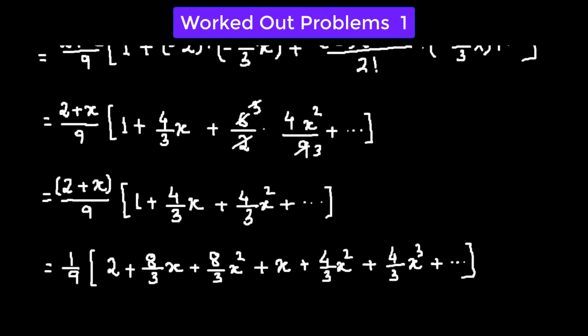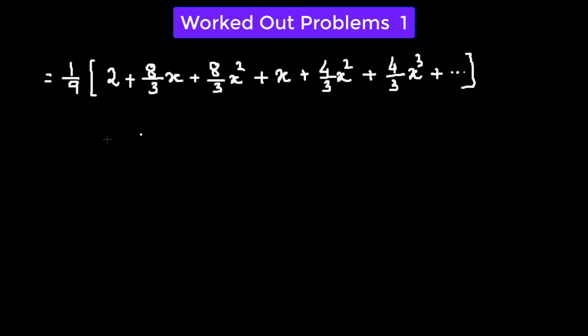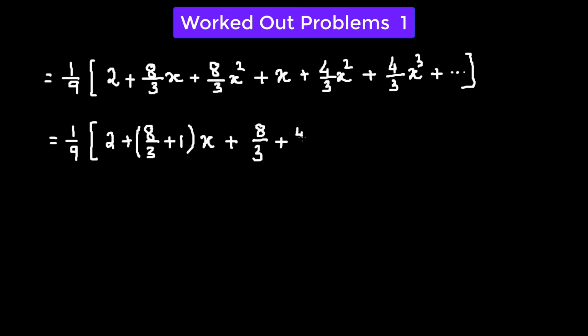Now we're going to combine all the like terms together, and that should give us 1 over 9 times 2 plus 8 over 3 plus 1. So this 8 over 3 times x plus x are the like terms. So we're going to add them together. Plus we're going to add 8 over 3 to 4 over 3 times x squared, and then we're going to reject 4/3 of x cubed because that will give us the fourth term, which we do not need. We need only 3 terms.